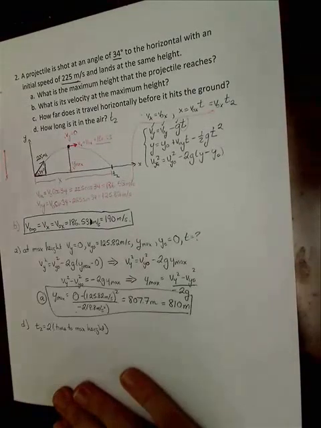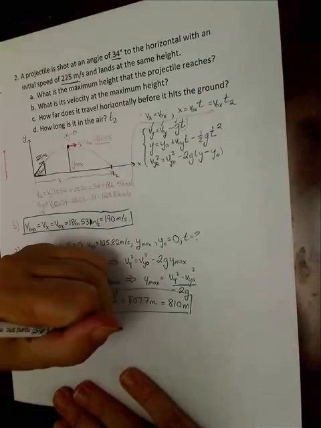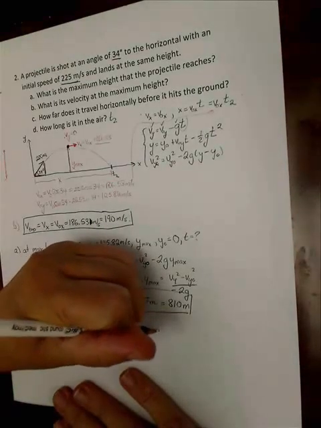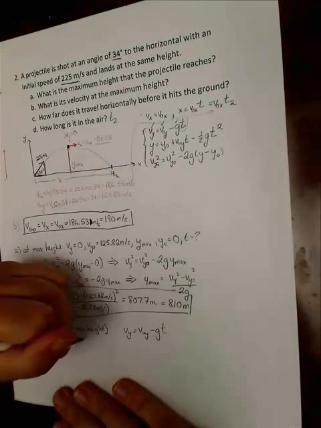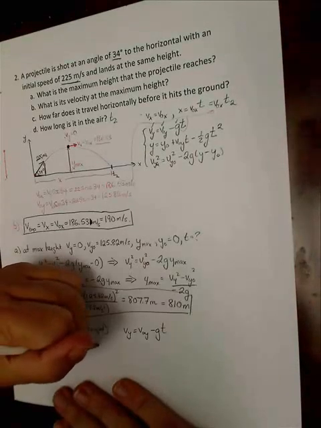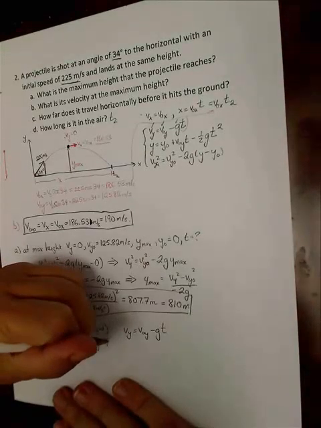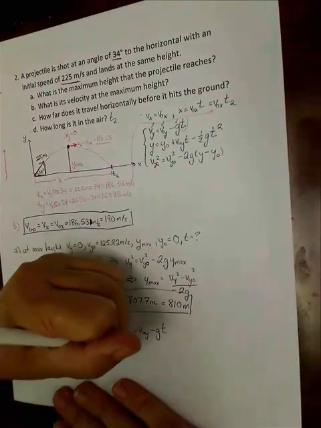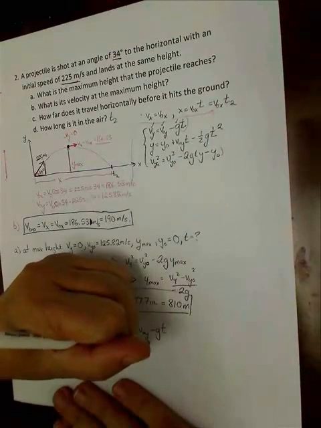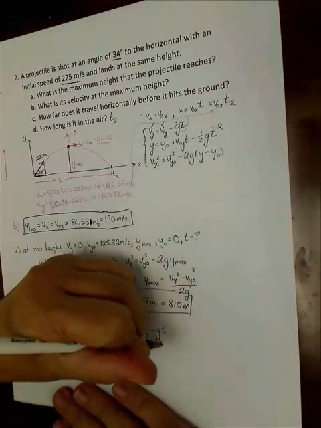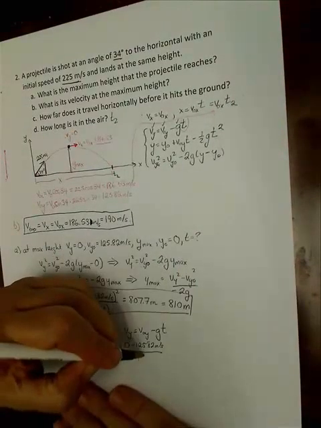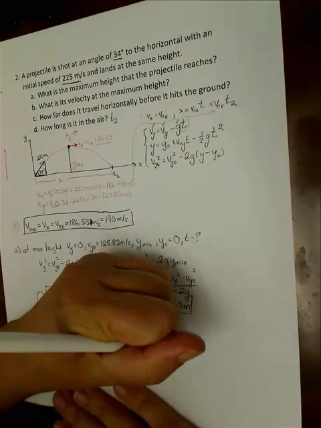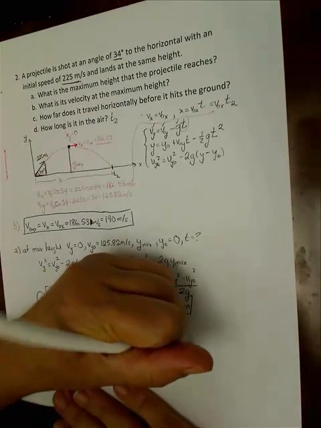Okay, we said that we could use this equation here. So at y max, I've got Vy is equal to V0y minus GT. And so T is equal to Vy minus V0y over negative G. So it's 0 minus 125.82 meters per second divided by negative 9.8. Again, I got negative over negative, and my time is equal to 12.84 seconds.